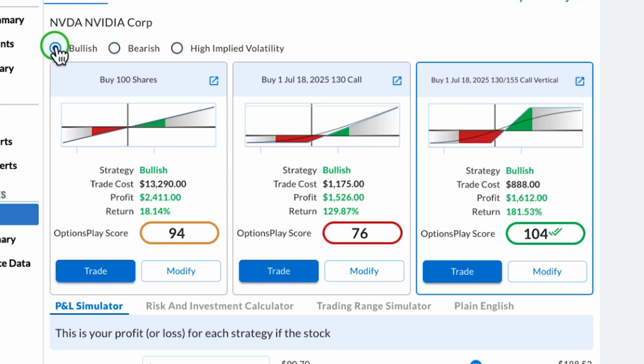And the idea of the OptionsPlay tool is that for any stock you pick out, you can have different outlooks. You can have a bullish outlook, a bearish outlook, and for options traders, we have a strategy called high implied volatility, meaning what do you do when volatility is high, or how can you take advantage of the fact that a certain stock has high implied volatility today? So those are the three general outlooks that an options trader might take, right?